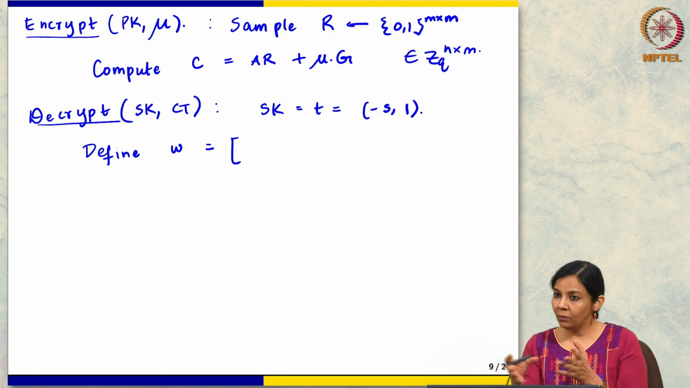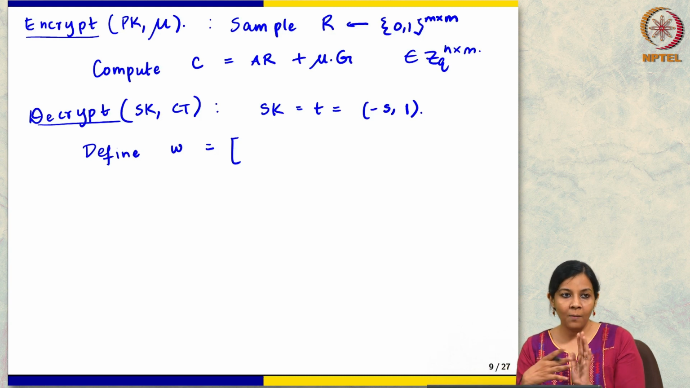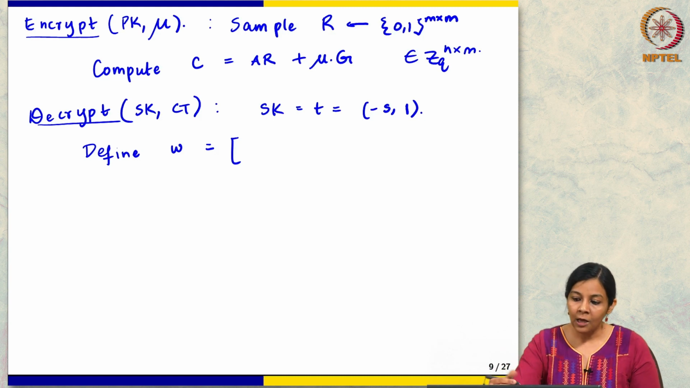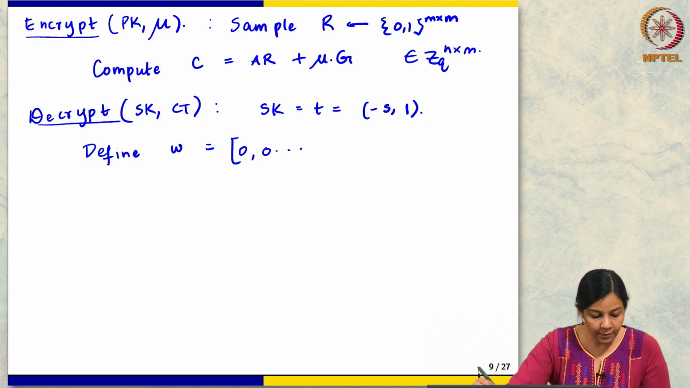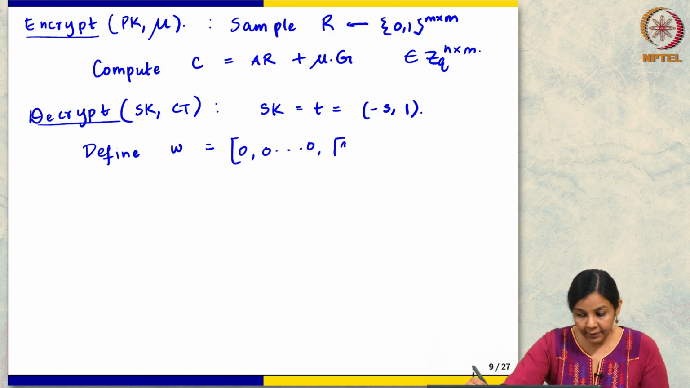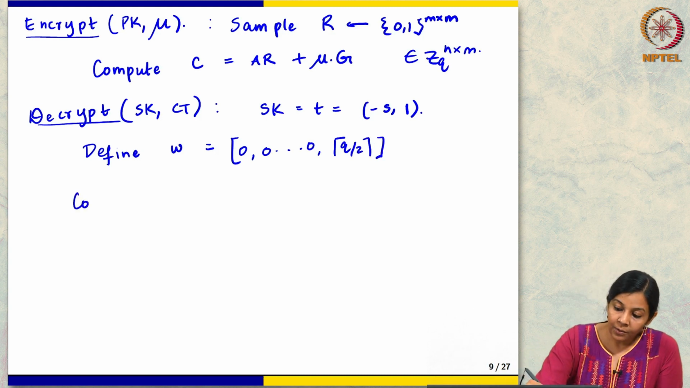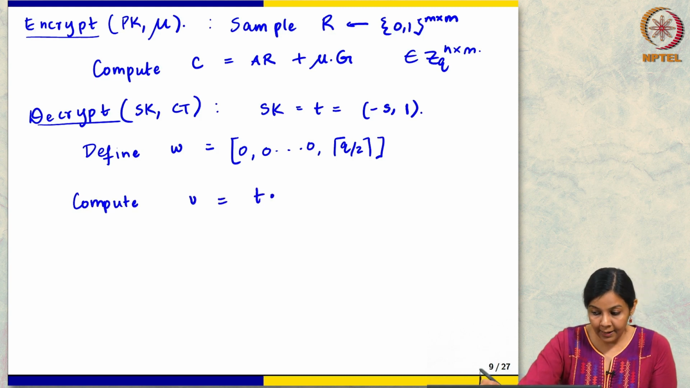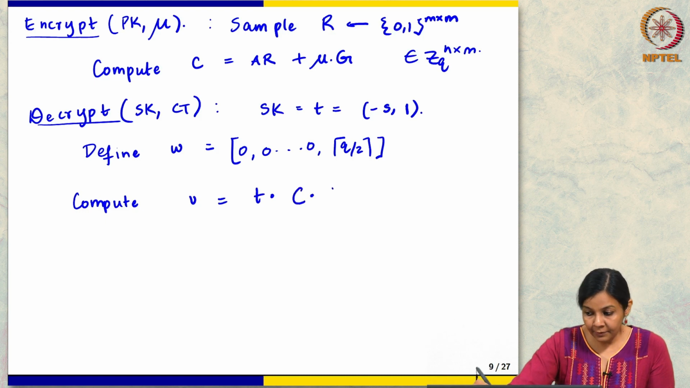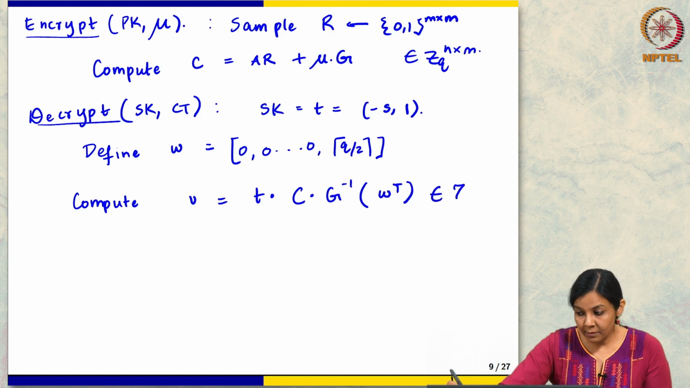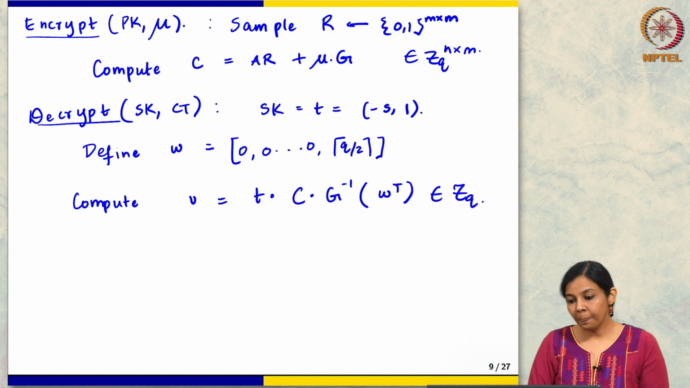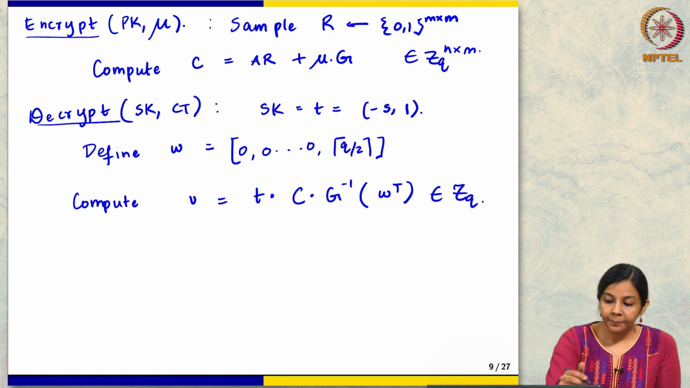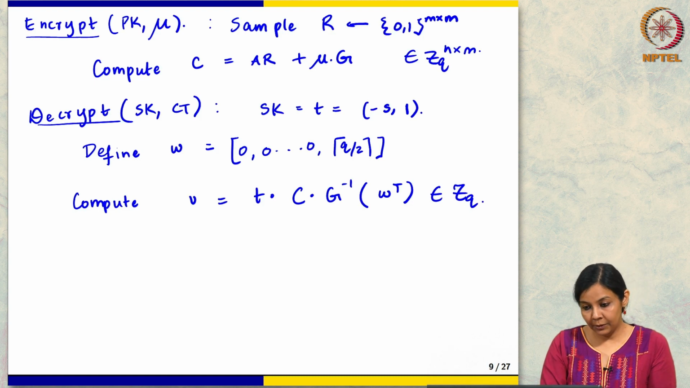This W is also just going to encode a scaling factor, but it will have a bunch of zeros just to make the algebra clean. So, it will have a bunch of zeros here, okay, and then finally it will have q by 2. This is W. Now, compute V as T times C times G inverse of W transpose. This is in Z_q. So, this is my decryption.